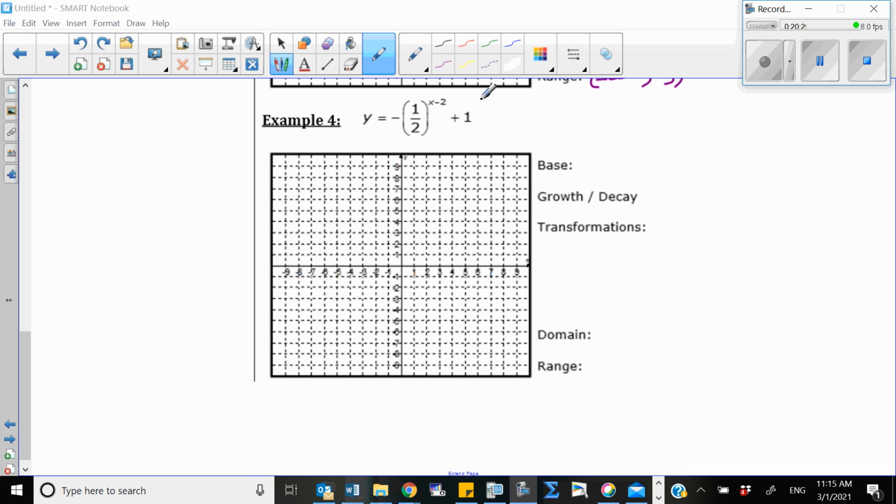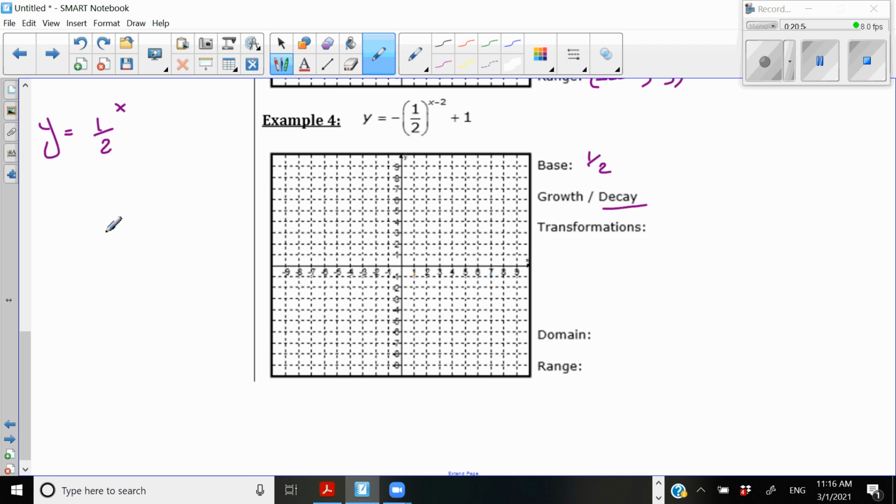Okay, so for the next example, we have y equals negative 1 over 2 to the power of x minus 2, plus 1. Again, what is my parent function? y equals 1 over 2 to the power of x. This is my parent function. Just take the base and the power of x. So the base here is 1 over 2, so we expect that we have a decay here. Let's see what is going to happen later.